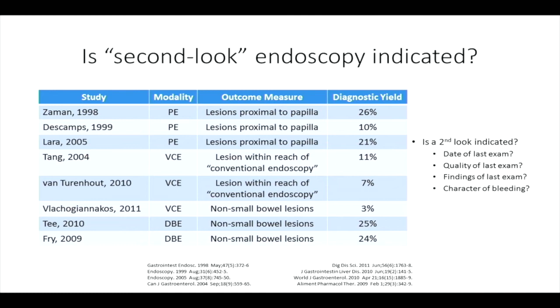What was the quality of the exam? Do you trust the endoscopists who did it? Was the preparation good? What were the findings? Was it completely normal, or were there some suspicious lesions? And what's the character of the patient's bleeding?